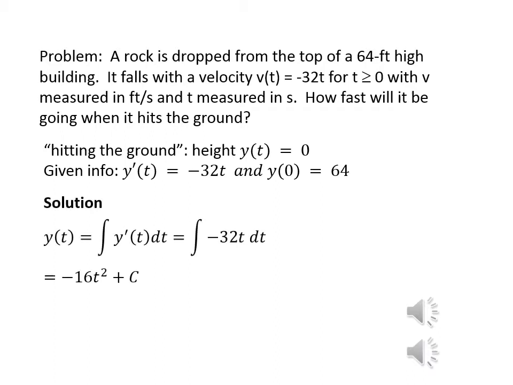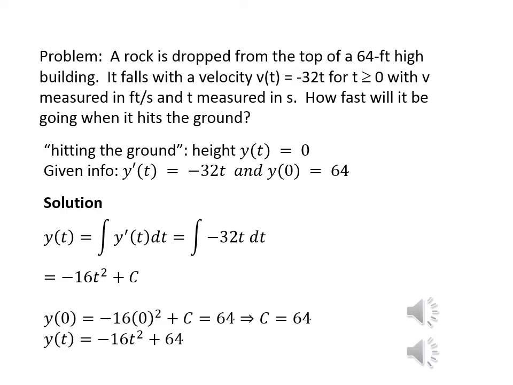Y of t is the antiderivative of y prime of t dt, in other words, the antiderivative of negative 32t dt, which is negative 16t squared plus the constant c. Applying the condition, y of 0 is equal to 64, so c is equal to 64. Putting it together, we have y of t equals negative 16t squared plus 64. This gives us the height of the rock at any time t.